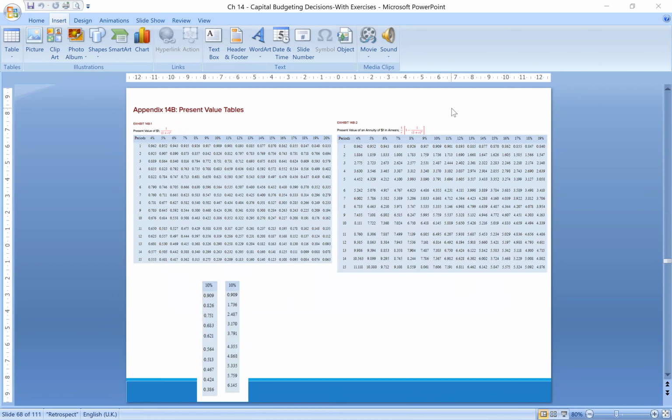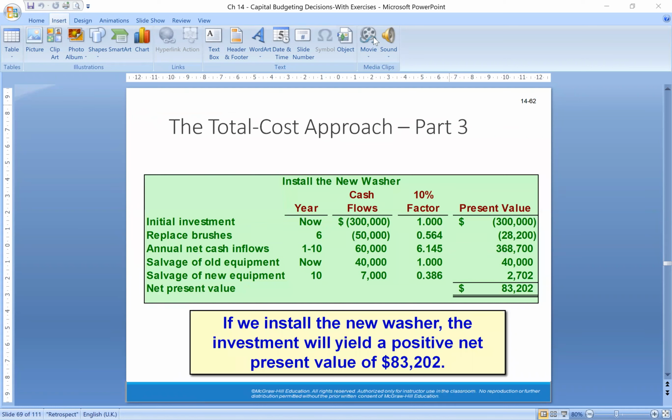We need to use the factors. So these are the factors, the tables, and this is the summary. The first table will be table number 1, the second table for the annuity. For the questions or the exam or any exercise, the factors should be given. Now, look at the presentation or the calculation for the present value.